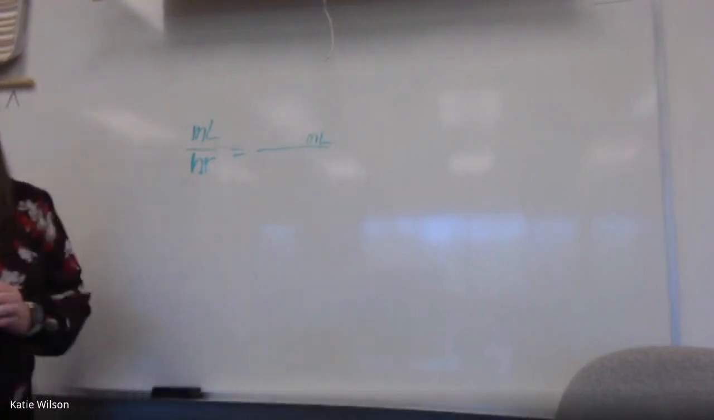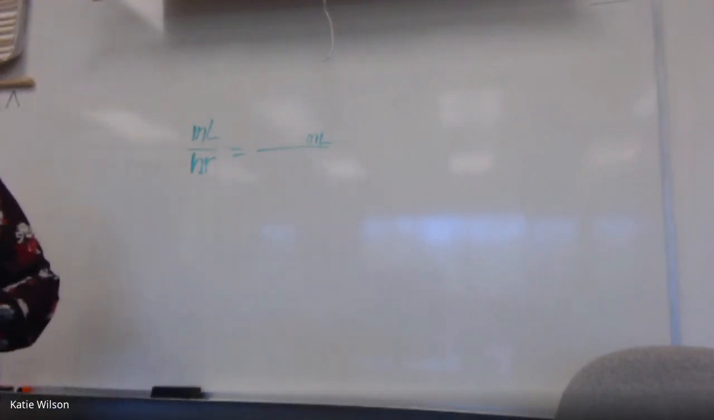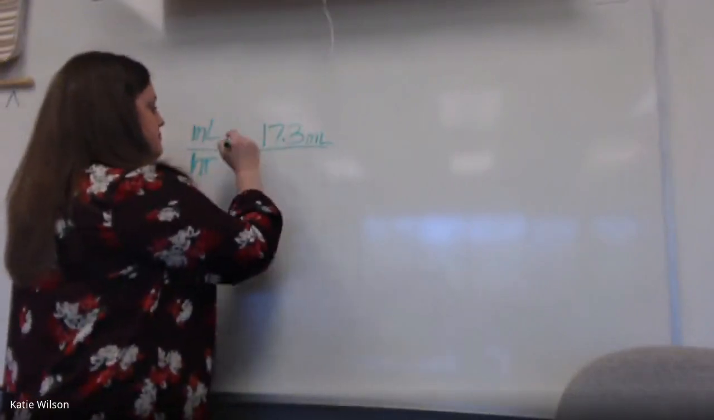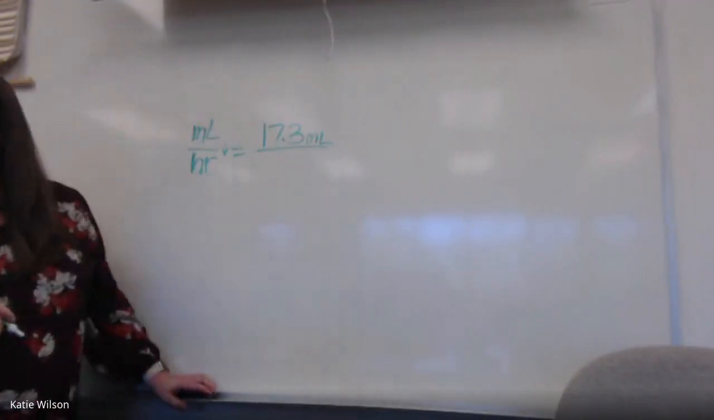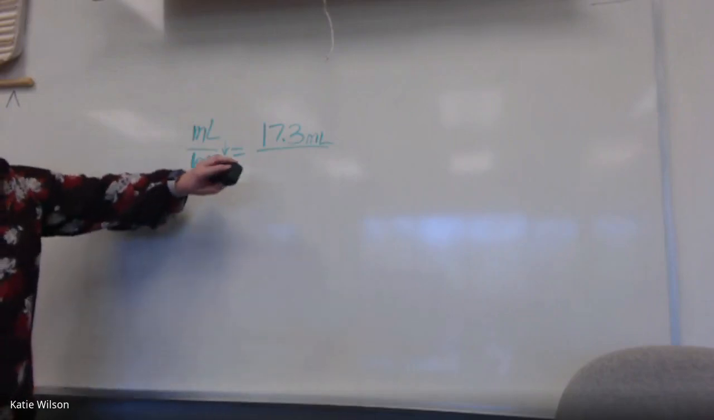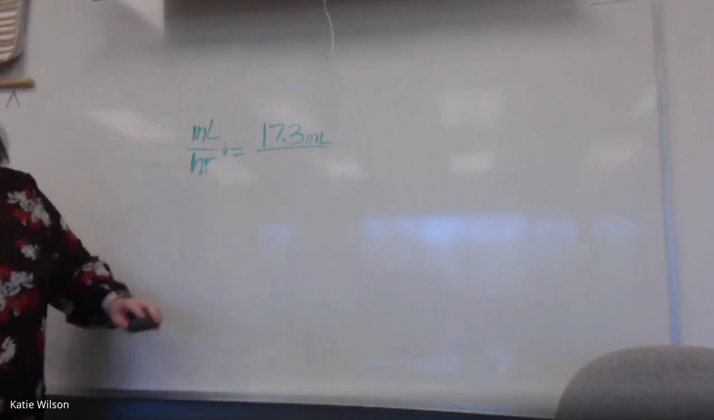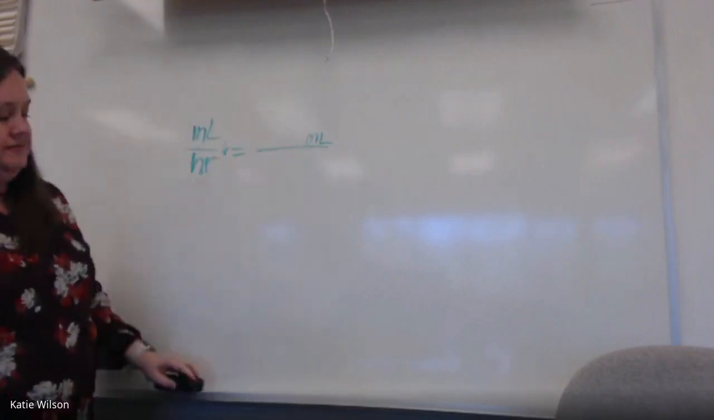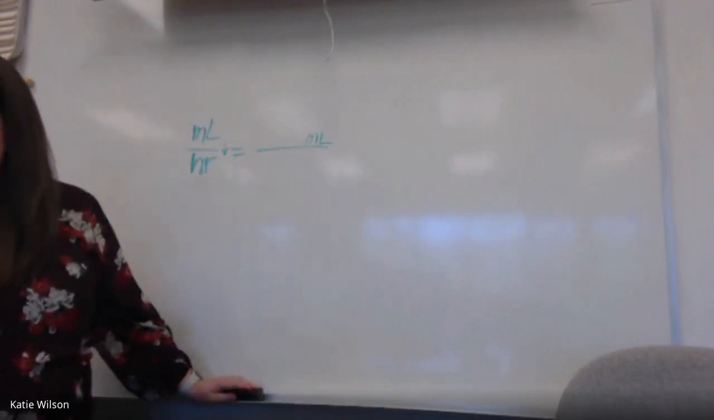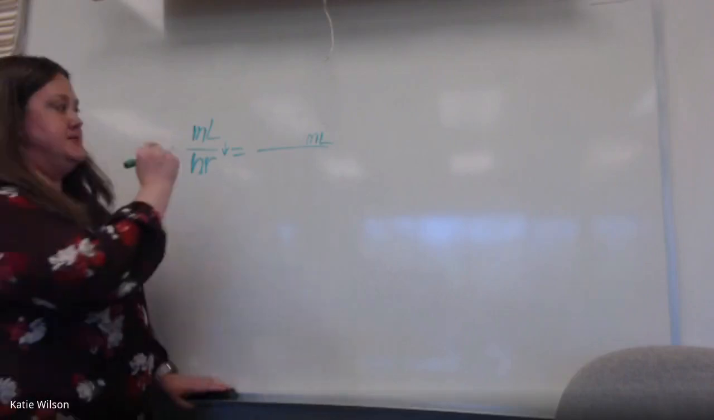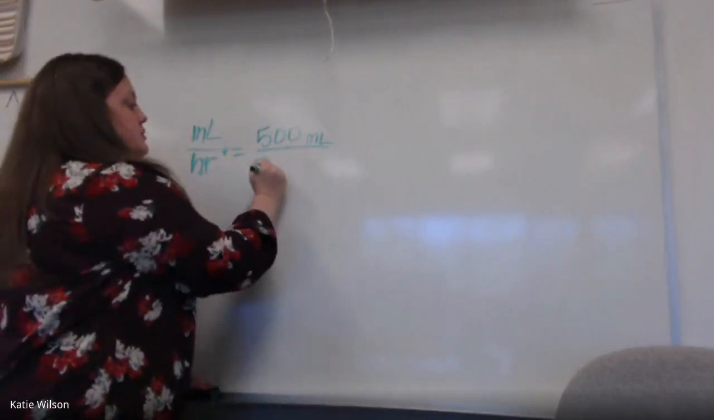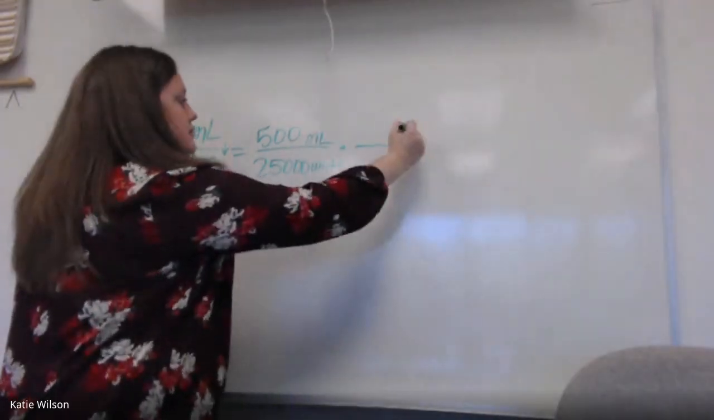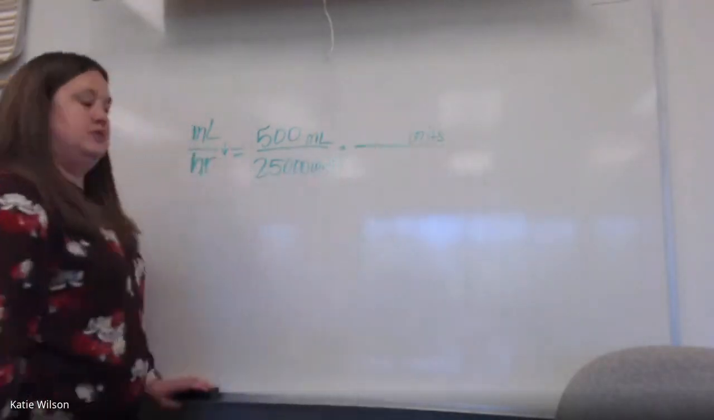So what's my concentration? 17.3 per hour. Okay, per what? No, that's not what we want. I want concentration. Oh, gotcha, 500 to 25,000. Yes, 500 to 25,000. Okay, and then what?